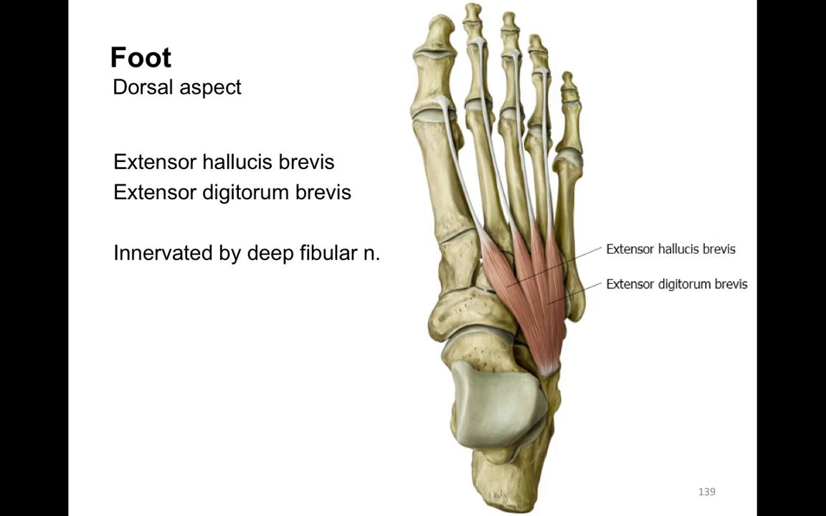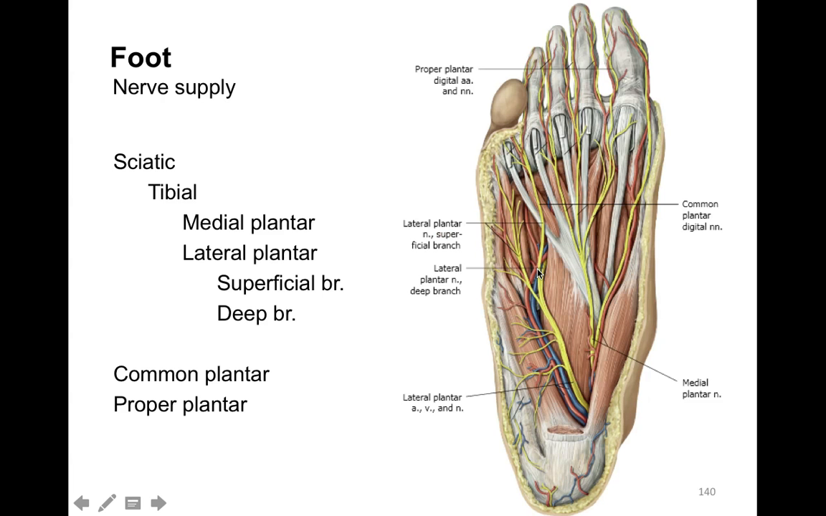Other muscles of the foot include a few on the dorsal aspect, the extensor hallucis brevis, which we can see the muscle belly of here, and the tendon here, and the 3 muscle bellies of extensor digitorum brevis. These muscles are both innervated by the deep fibular nerve.